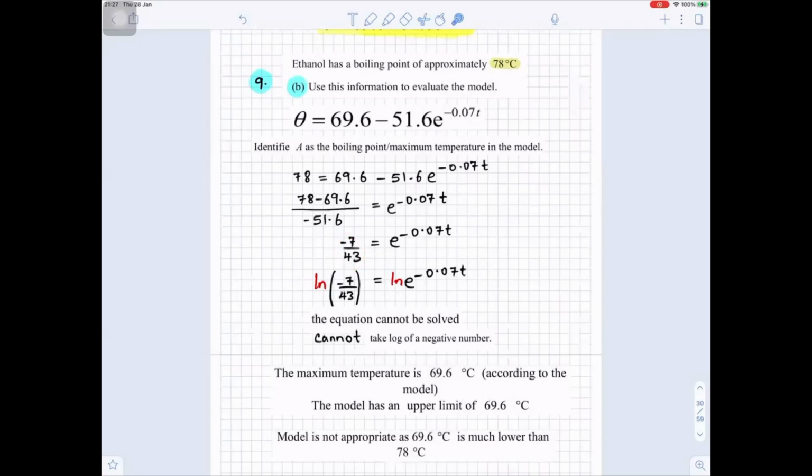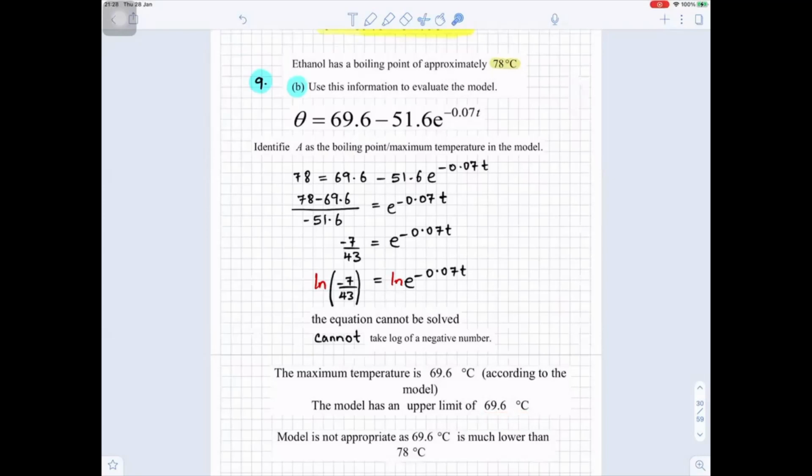And if you want to solve it, you have to take logs. ln of minus 7 over 43 equals ln e to the minus 0.07t. But the equation cannot be solved. You cannot take log of a negative number. So the maximum temperature is 69.6 degrees Celsius according to the model. The model has an upper limit of 69.6.